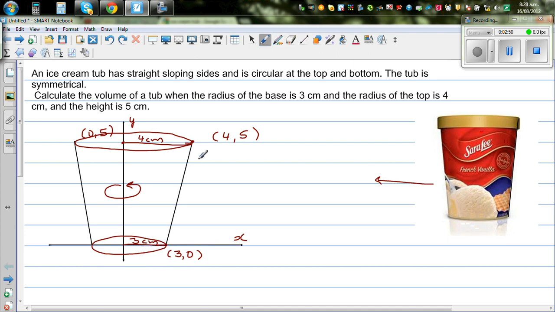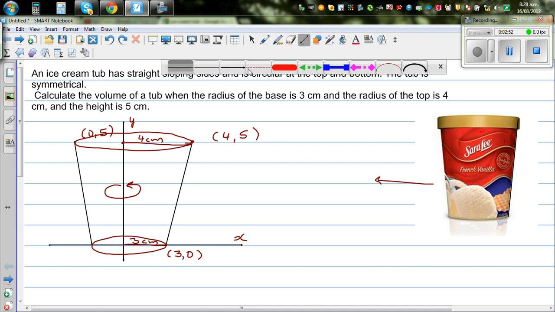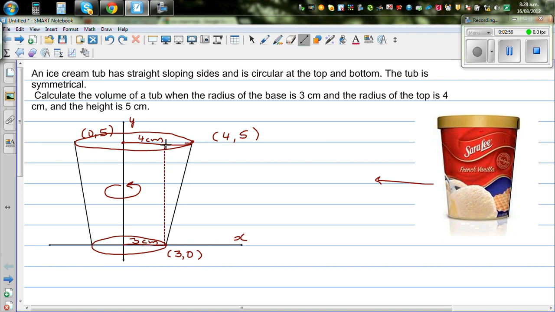Now, to find the volume of this tub, we need to find the gradient of this line. To write the equation of a line, the first thing that we do is to write the gradient. So this is your rise, from 0 to 5. So your rise is 5 and your run is 1. So your gradient m is 5. From this, I can say the equation of the line is y = 5x + c.